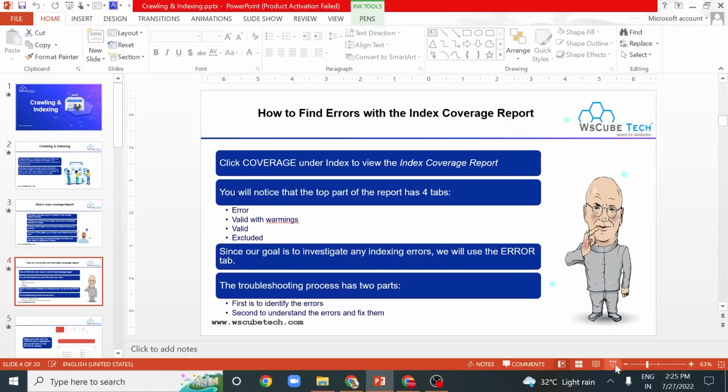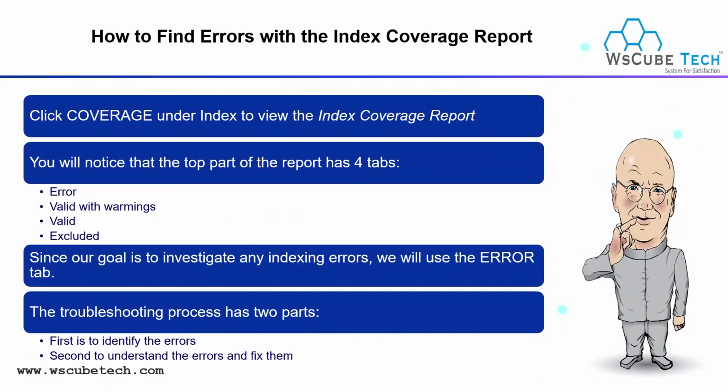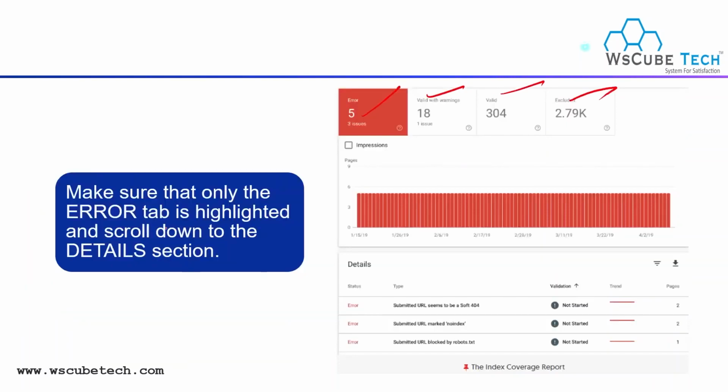Next, the troubleshooting process has two parts. First is to identify the error, and second is to understand the error and fix it. As in my report, we already know what the errors are and which pages are affected. So now the second task is to understand the error. Make sure that only the error tab is highlighted, and scroll down to the detail section. Here in the detail section, we have different types of errors available.